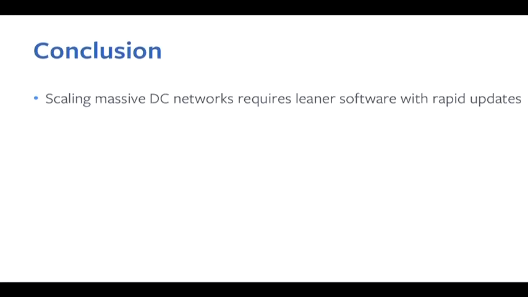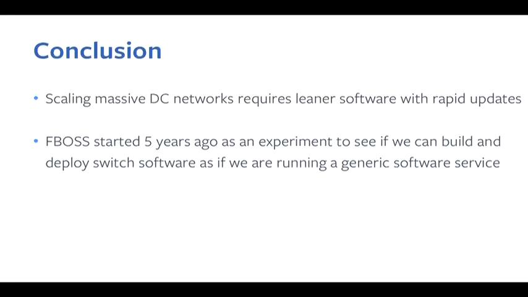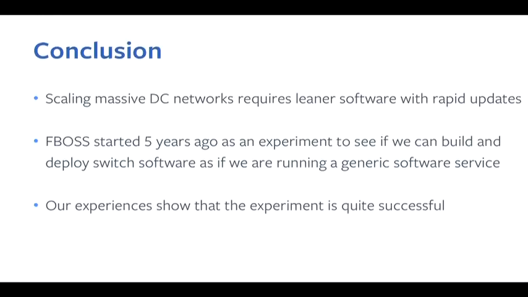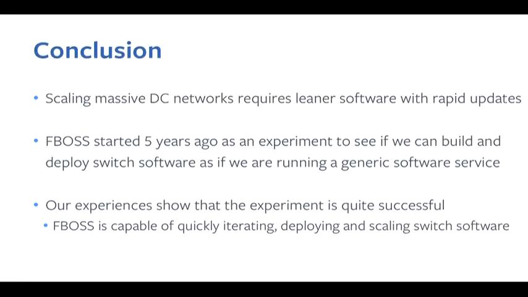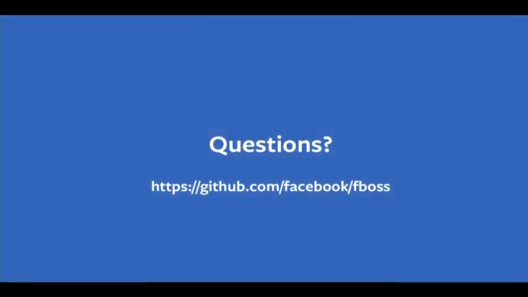So, concluding this talk, we found that to scale our data center network, we needed leaner software with rapid updates. Since Facebook has expertise in building and deploying generic software services, we started FBOSS 5 years ago as an experiment to see if we could build and deploy switch software as if we're running a generic software service. Our experiences show that the experiment was quite successful. FBOSS is capable of quickly iterating, deploying, and scaling switch software. You can find FBOSS within Facebook's GitHub repo or at the address below.